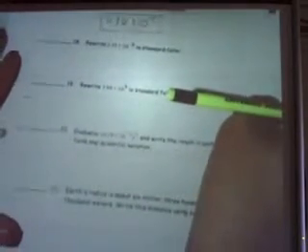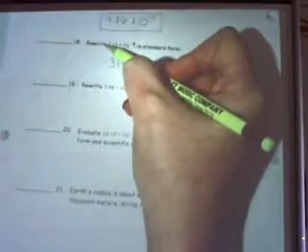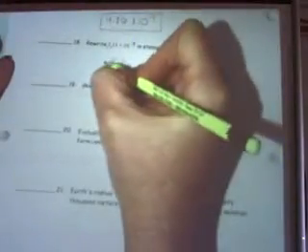Rewrite 3.15 times 10 to the negative 8 in standard form. I'm just going to copy down the 315. I can see I have to move the decimal 8 to the left because it's negative. So if I move this 1, I know I have to move 7 more spots to the left. Use zeros as your placeholder, so I'm going to need 7 zeros. 1, 2, 3, 4, 5, 6, 7. Don't forget your decimal.